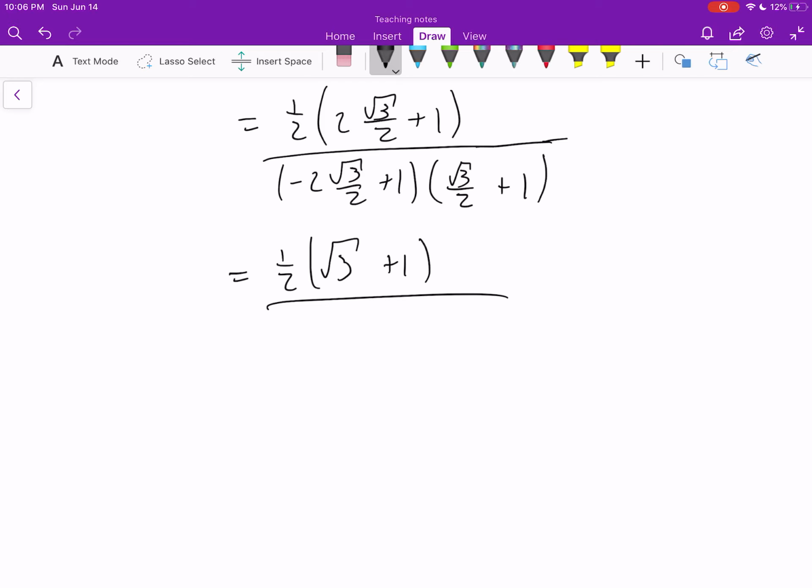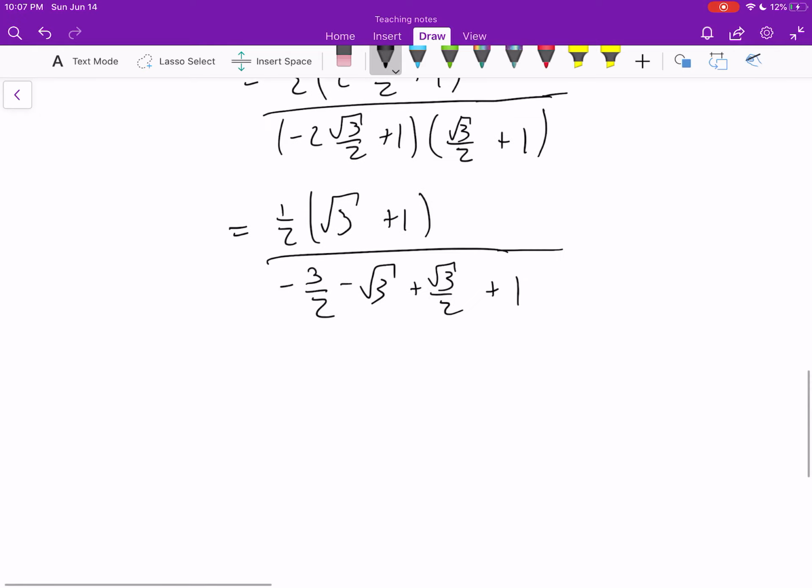Okay, so let's just do that. So we're going to get what here? So radical 3 times, we're going to get negative 3 over 2 for the first term, minus radical 3. So I'm just expanding the bottom, doing some of the math in my head as I go. So that'll be what you get when you expand the bottom.